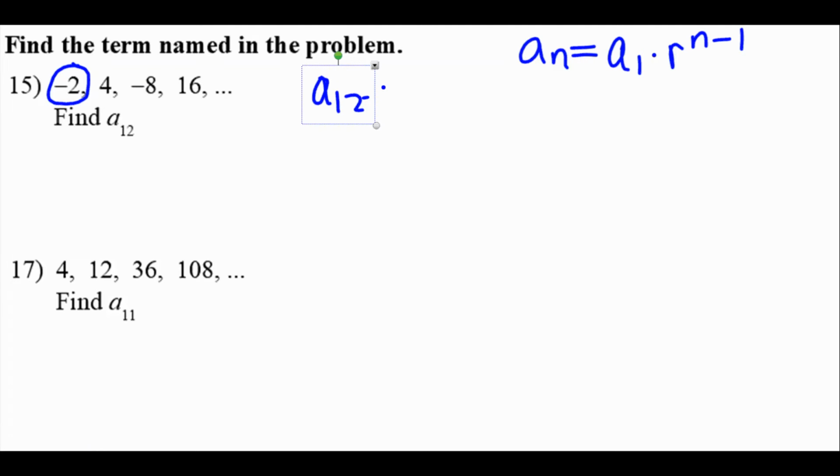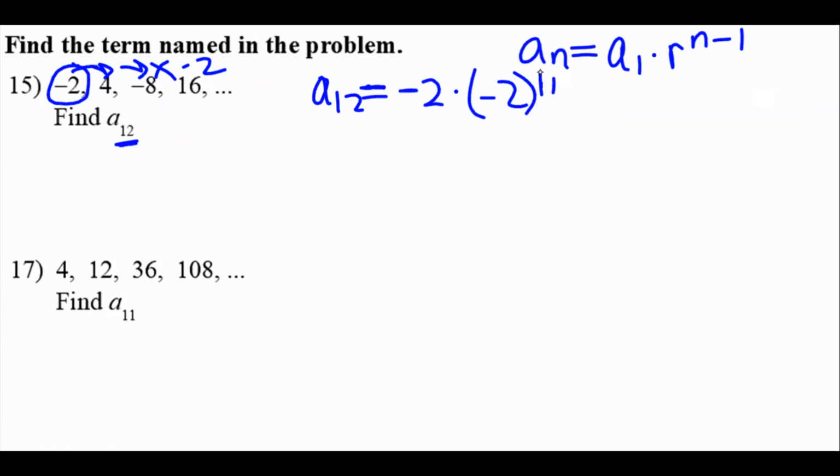A12 is going to equal that first number, -2, times the r value. How do we get there? Looks like it's times -2. So times -2 to the n minus 1. But n in this case is 12, so n minus 1 is going to be 11. All right, so that's going to be the number.